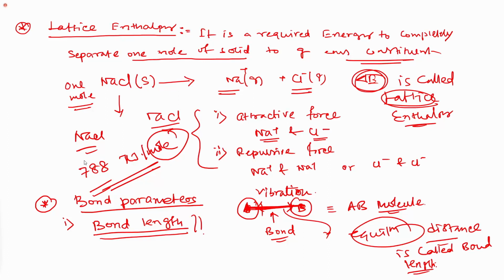We cannot say it is a fixed distance because there is always a vibration between these two atoms. The bond length will keep decreasing and increasing. That's why we need a term, the equilibrium distance.